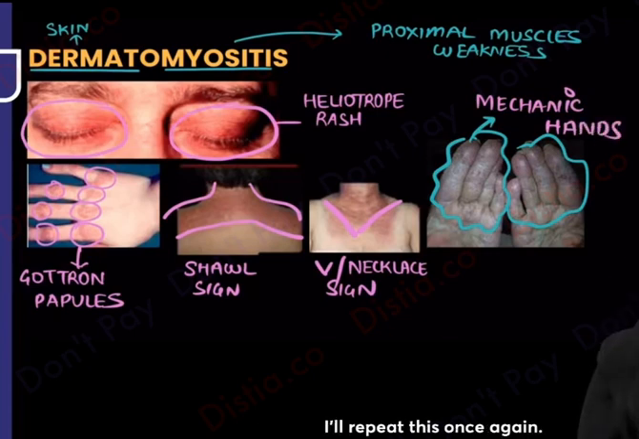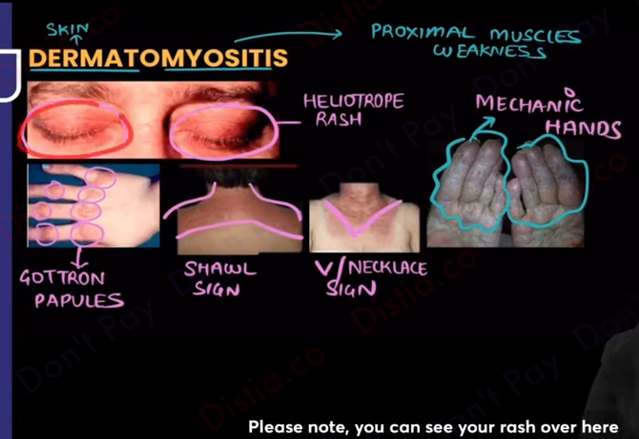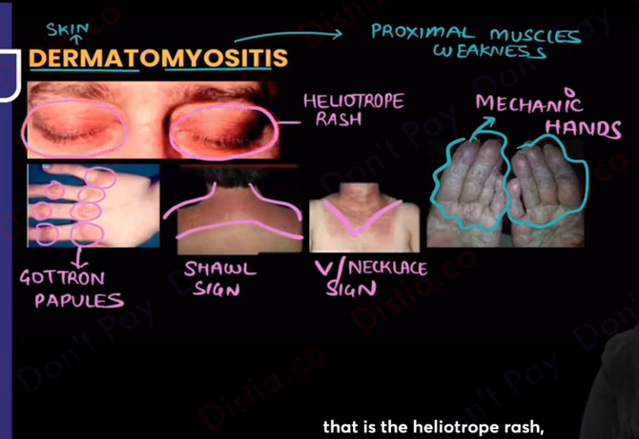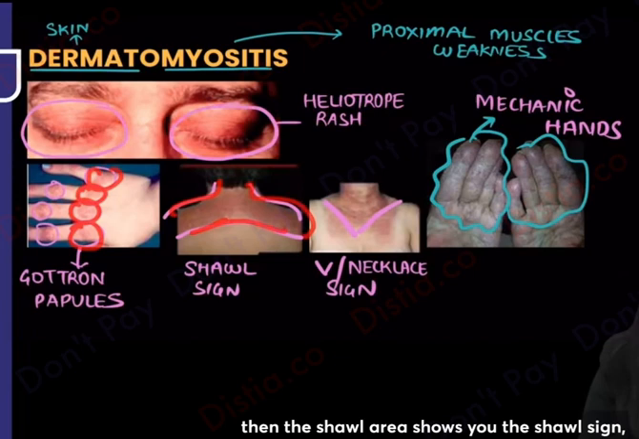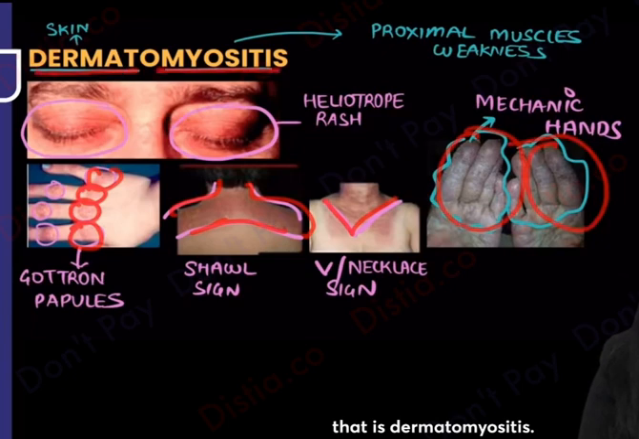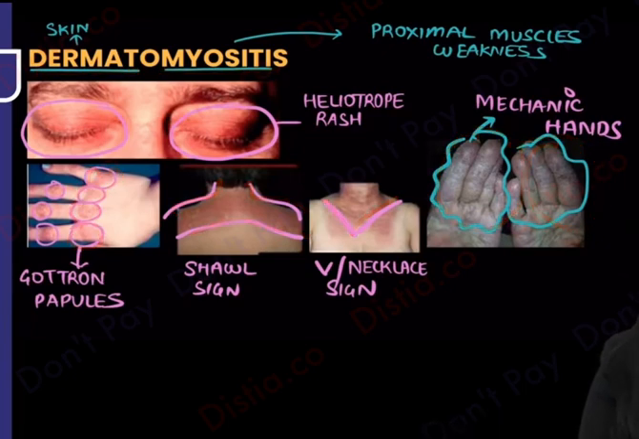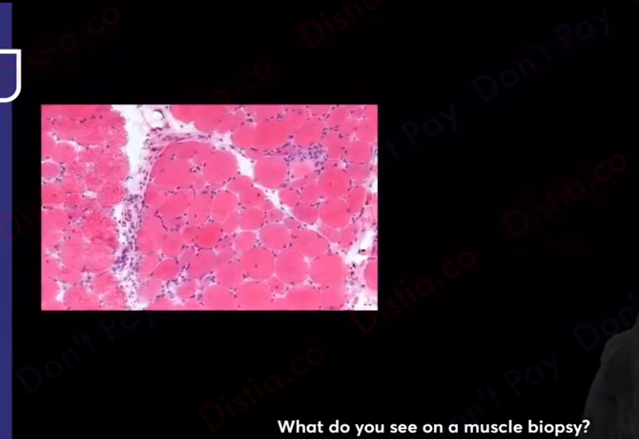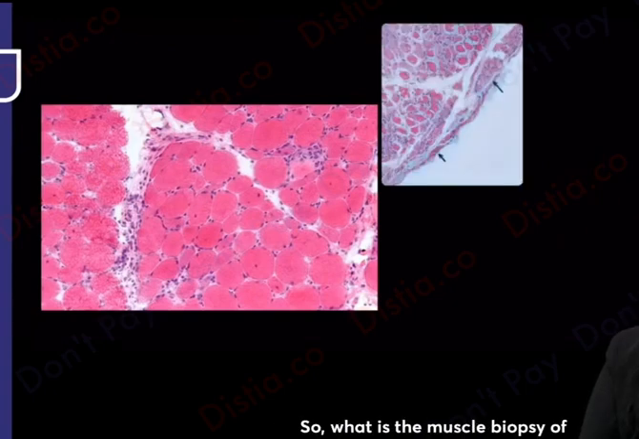I'll repeat this once again. Please note, you can see a rash over here, that is the heliotrope rash. Then you see these Gottron papules. Then the shawl area shows you the shawl sign. The neck area shows you the V or the necklace sign. And you get to see these mechanic hands, that is dermatomyositis. What are you going to see if I do a muscle biopsy? What is the muscle biopsy of dermatomyositis going to show us?